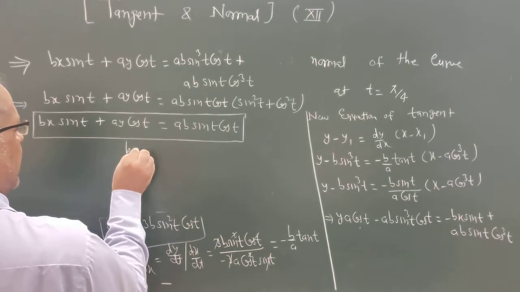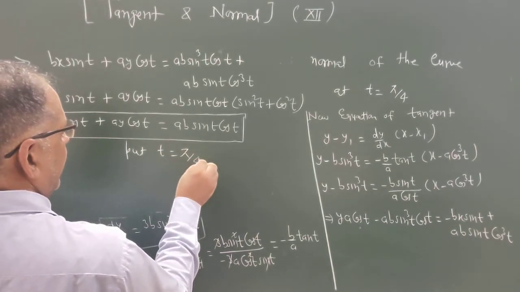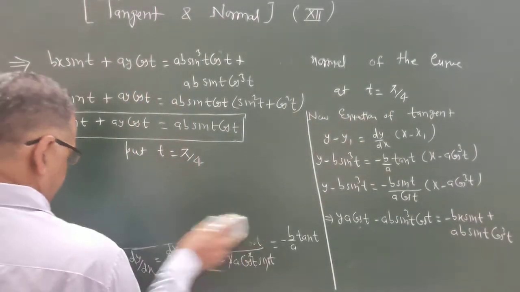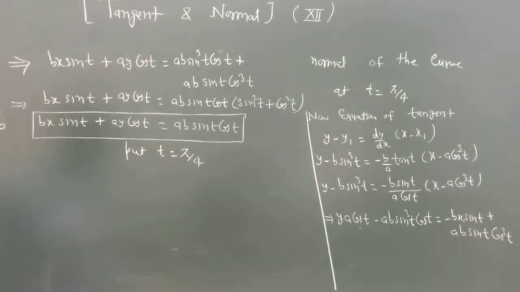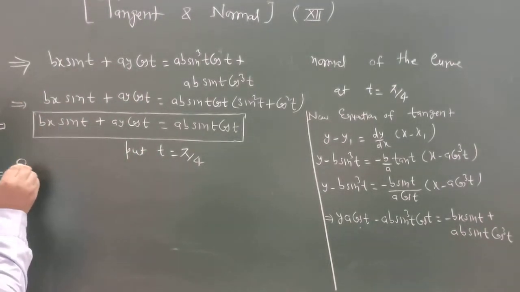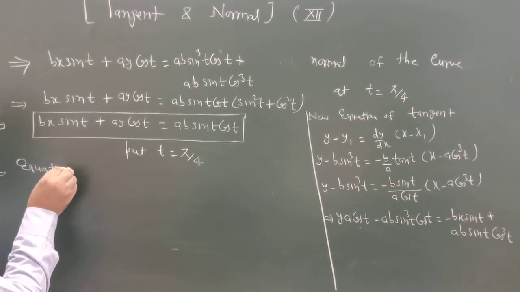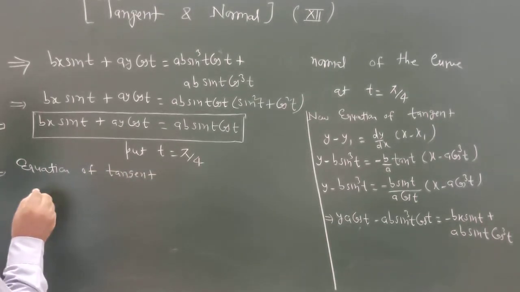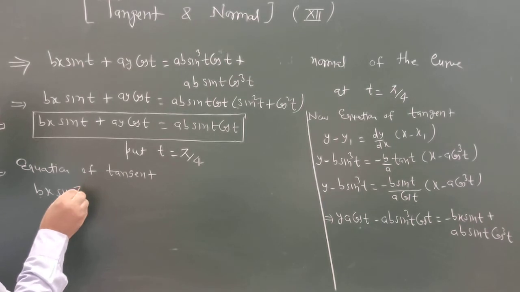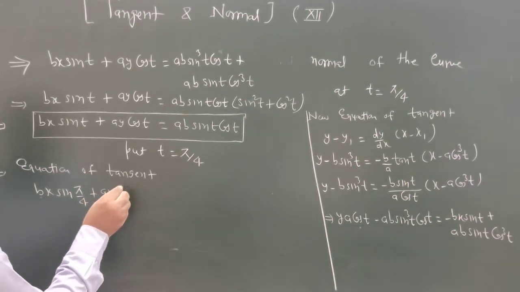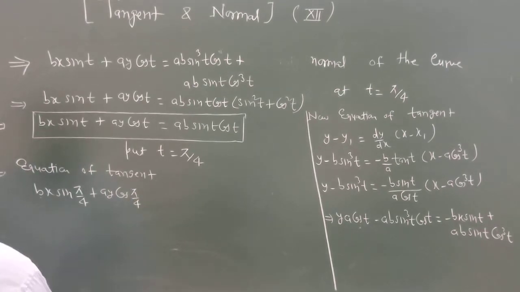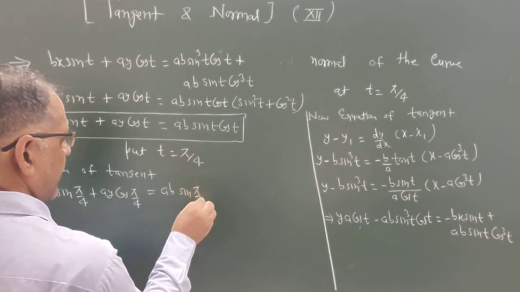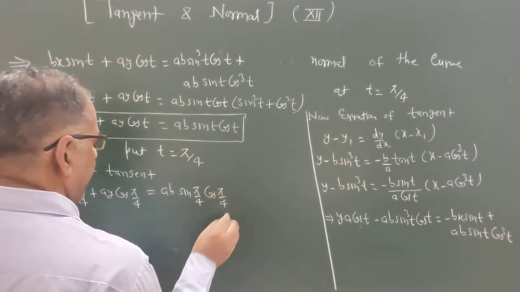Put t equal to pi by 4, because we want to find the equation of tangent and normal at the point t equal to pi by 4. So here the equation of tangent: bx sin pi by 4 plus ay cos pi by 4 equal to ab sin pi by 4 cos pi by 4.